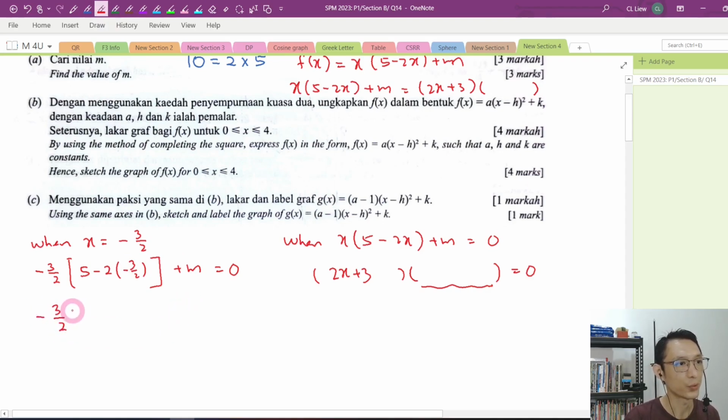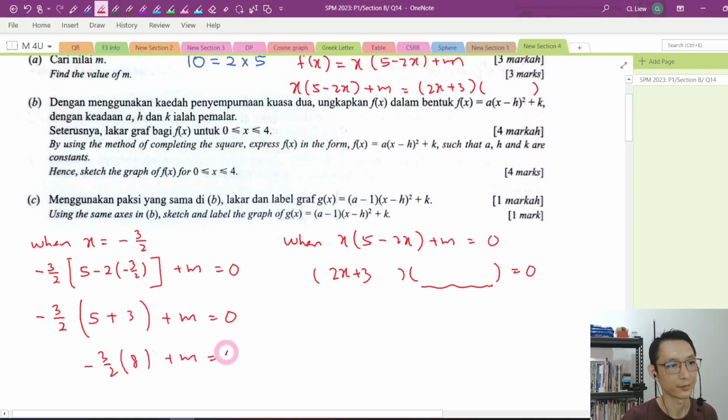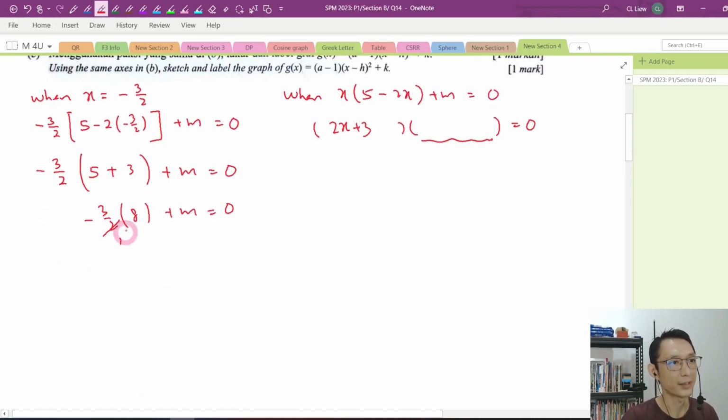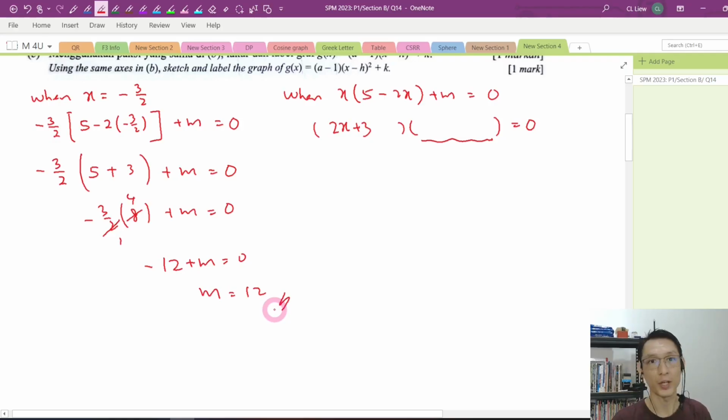Negative 3 over 2, 5 plus 3, plus m is equal to 0. Okay, so this will be negative. Let me do this part first. Simplify, divided by 2, divided by 2, you will get negative 12 plus m is equal to 0, and m is equal to 12.